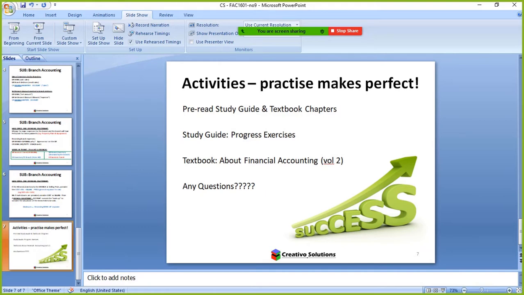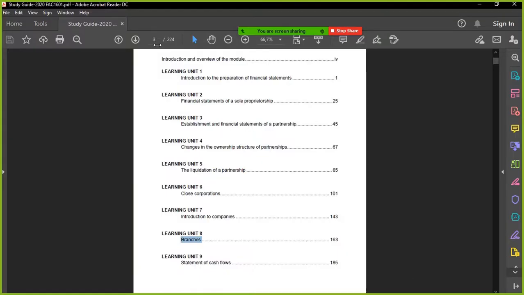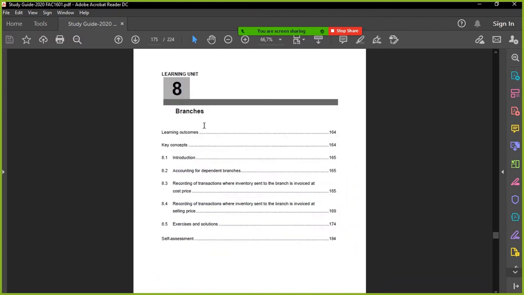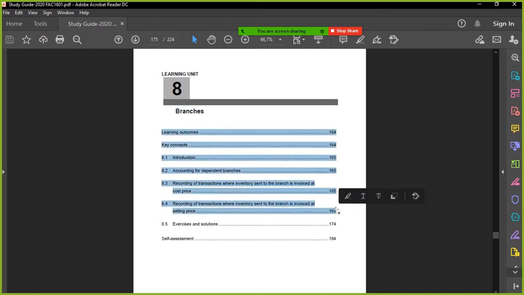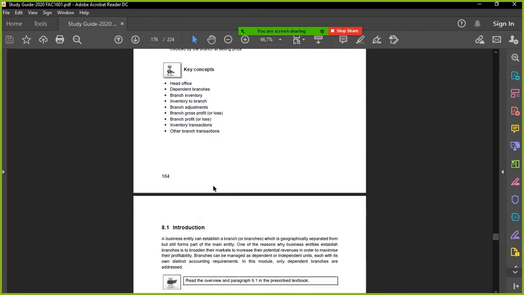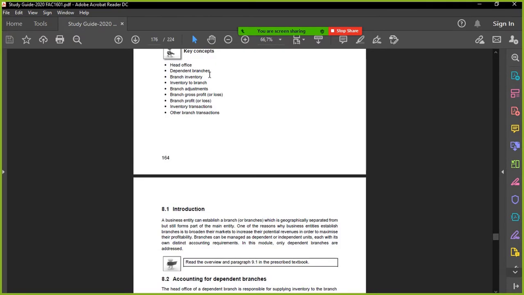Okay, good. All right, let's go to the textbook and see what they've given you here. So branches. Obviously, the exercises and solutions we'll come back to later. It's in the textbook, page 174. Let's start off with basic learning outcomes and so on, just to see what they've provided you with. Learning outcomes are stated there in the study guide, and key concepts. Here's a few things that I can maybe ask you to recap. What is a dependent branch?